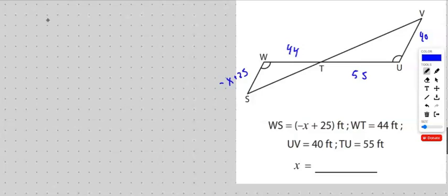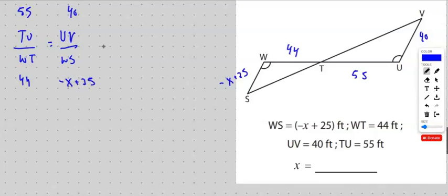So these two are going to be together, right? So it's going to be TU over WT is going to be equivalent to, remember the bigger one first, UV over WS. So stick our numbers on here. TU is 55. This one's 44. UV is 40. And this is minus x plus 25. All right. Let's take away our letters. 55 over 44 equals 40 over minus x plus 25.